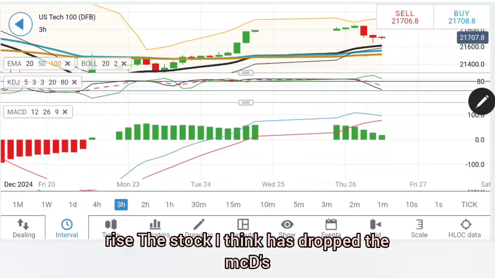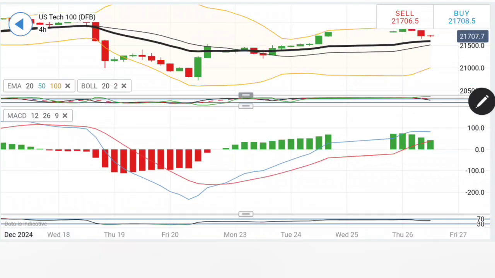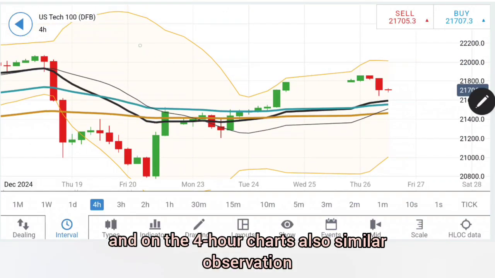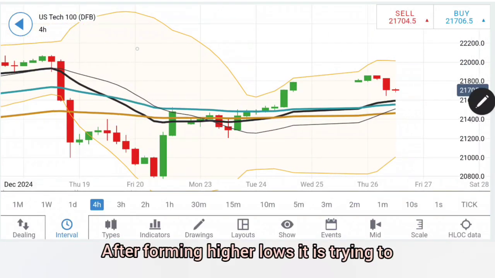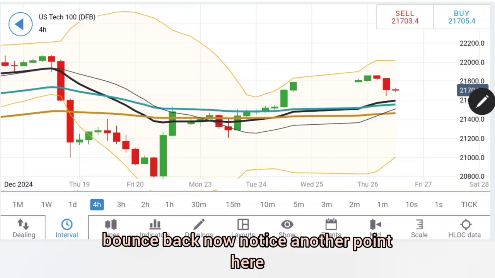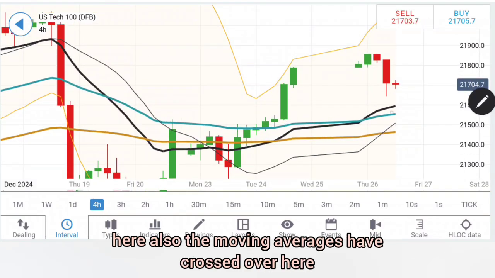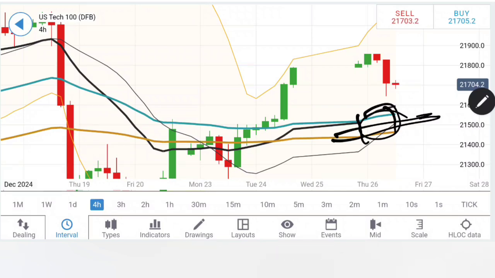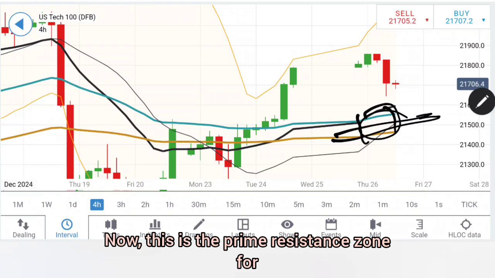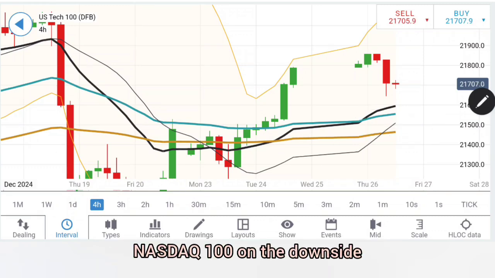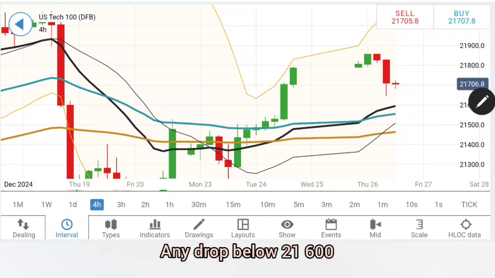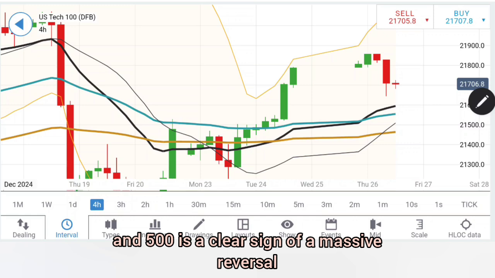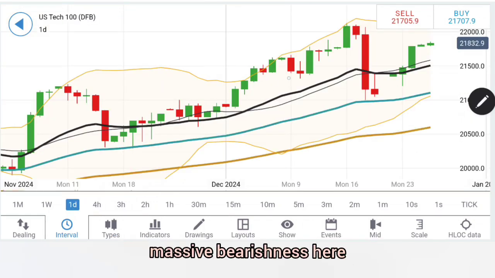Stochastic has dropped. The MACD is in green, trying to converge. And on the 4-hour charts also similar observation. After forming higher lows, it is trying to bounce back. Now notice another point here. Here also the moving averages have crossed over, and this is going to be the prime support zone for the day. So any drop below 21,600 and 21,500. Now this is the prime resistance zone for Nasdaq 100 on the downside. Any drop below 21,600 and 500 is a clear sign of a massive reversal, massive bearishness here.